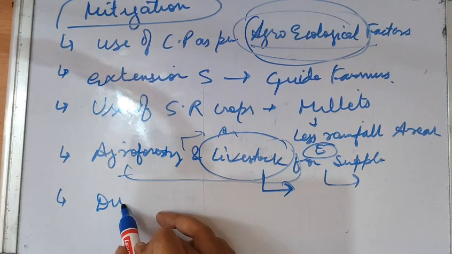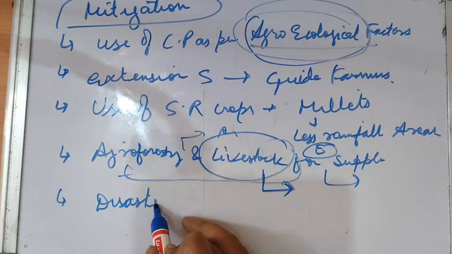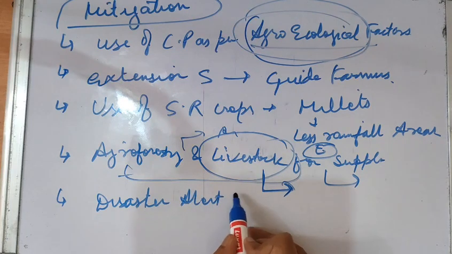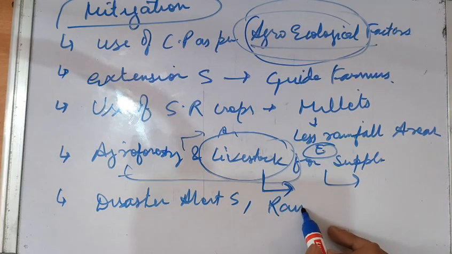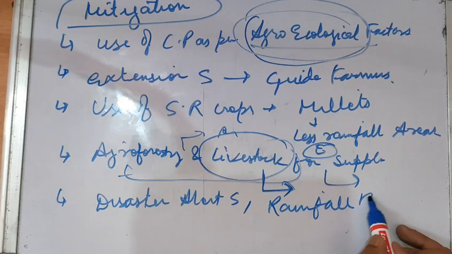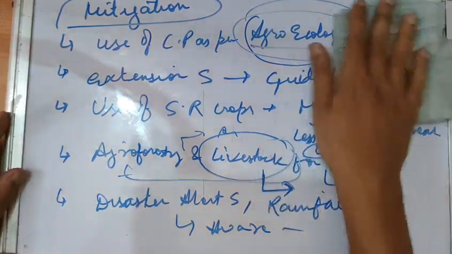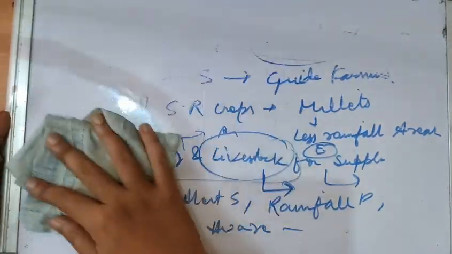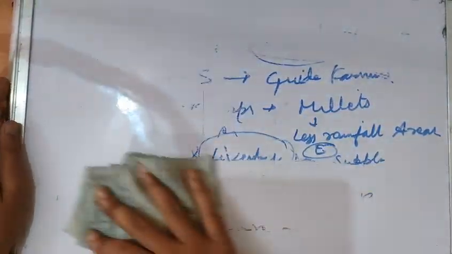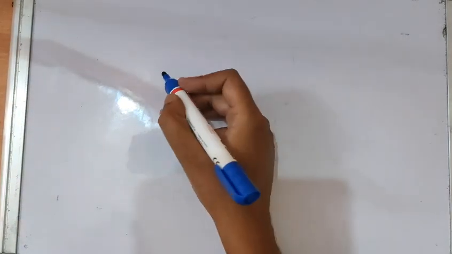We need some disaster alert systems, rainfall prediction systems, so that they make the farmer aware beforehand, so that they can plan their cropping pattern or crops as per it. So this is how we will mitigate the adverse effects of environment on cropping pattern. Moving on next, I think we have discussed this earlier too. I am just discussing it again.